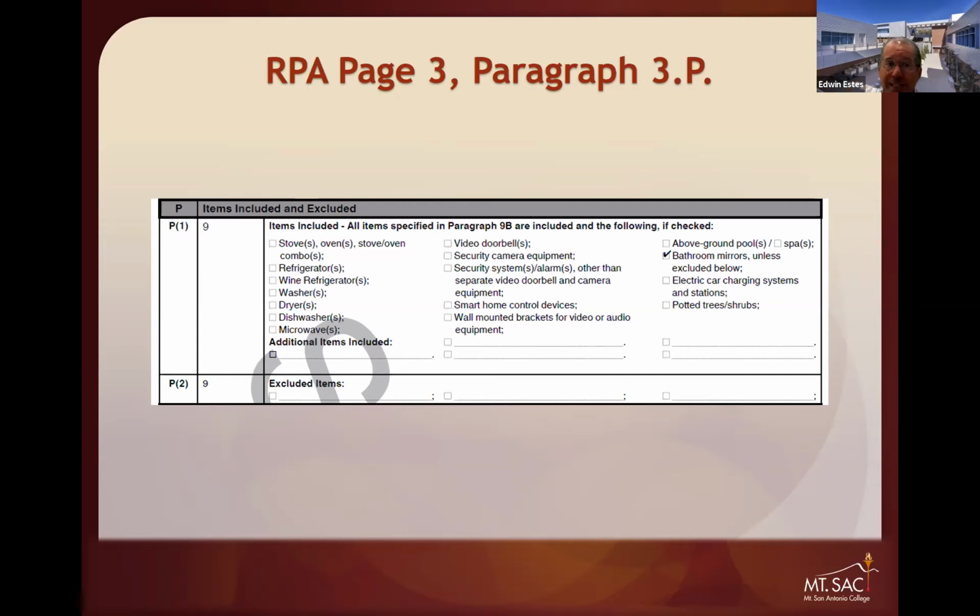Pretty much everything is here. Just as a practice note, I always like to check stove. I don't want the seller removing the stove. I know we get into this real property, personal property argument.